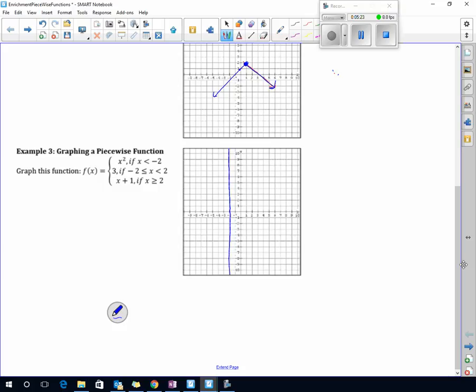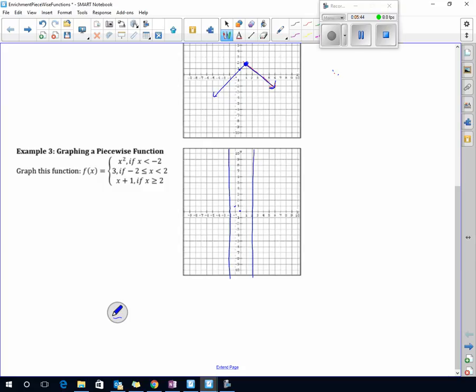So when x is less than -2, it's a base parabola. Do you remember how to graph a base parabola? 0, 0, 1, 1, 2, 4. Yeah? Ring a bell? It looks like that.